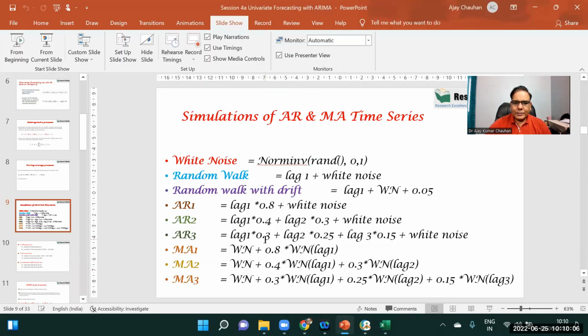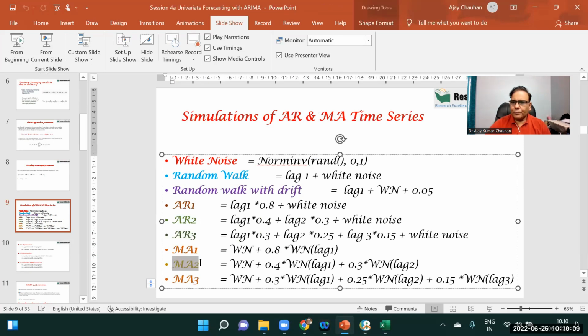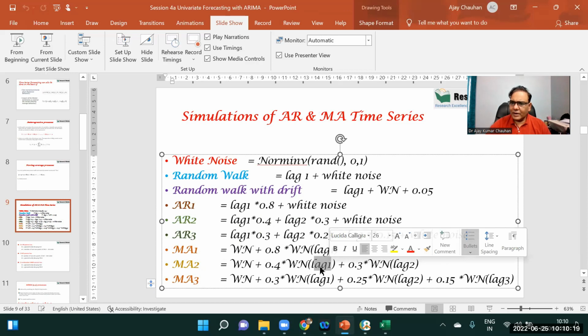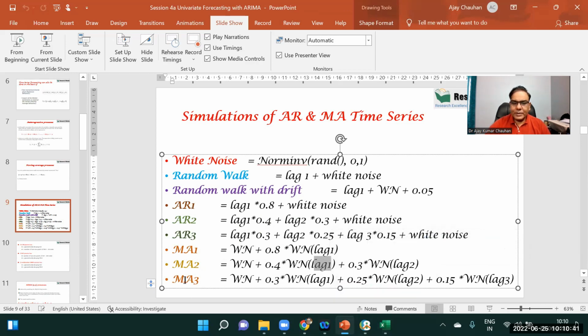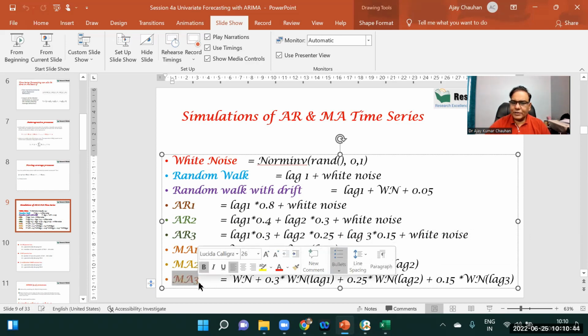Similarly, if you see this MA2, for example, white noise plus white noise of the previous days, we are considering as the error terms. You know that the error terms are always white noise. So 0.4 into the white noise of yesterday. Lag 1 means yesterday. Lag 2 means the day before yesterday. So we assume that some information is coming from lag 1 and some information is coming from lag 2. Similarly, when we are simulating the MA3 series, it is white noise coming from lag 1, lag 2, lag 3.